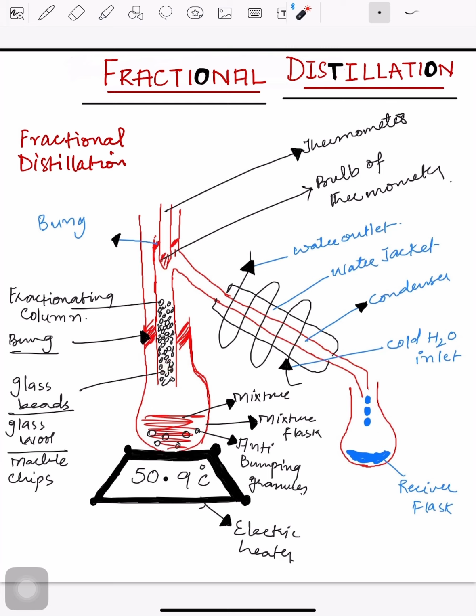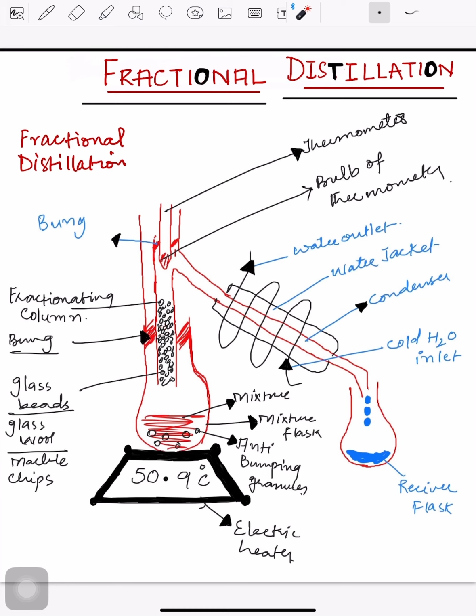chips. Okay. What is glass wool? This can create a confusion in your mind. Just consider cotton candy. It is made up of glass. Definitely, it is not made up of glass, but I am just giving you an explanation. So these types of things are filled in the fractionating column. Why is it so? So that we may have more surface area for the fractionating column.